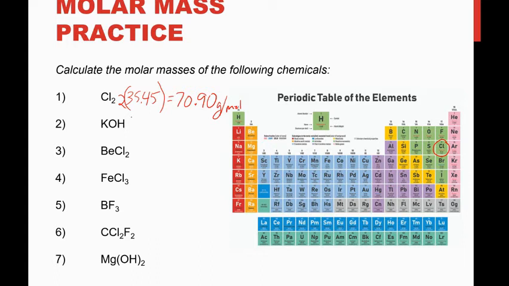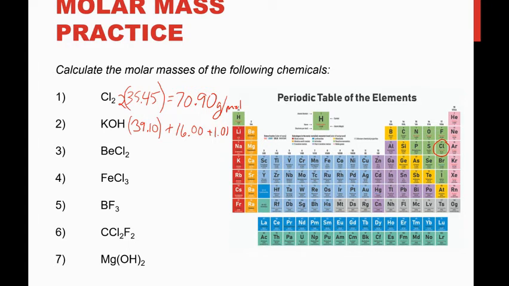Next, I have potassium hydroxide. Potassium is 39.098, so that's going to be 39.10, and then plus oxygen, which is 16.00, plus hydrogen, which is 1.01.